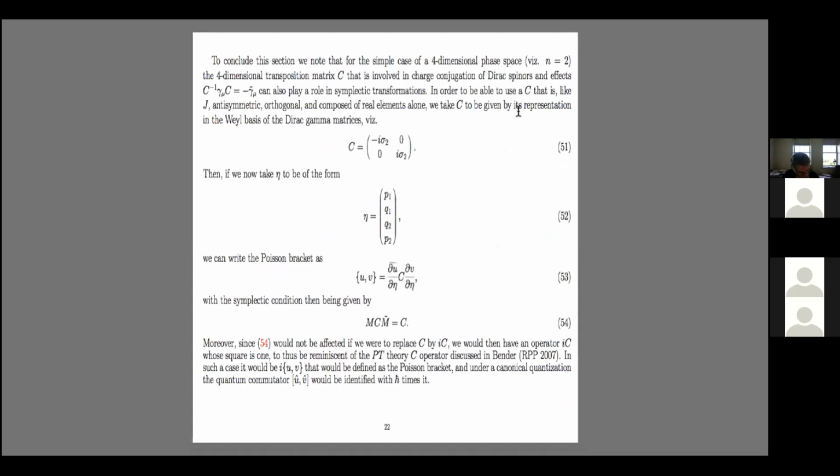Let me just make a side remark. For the four-dimensional case, it's very interesting. You can introduce the C operator of Dirac, which transposes the gamma matrices. I can take C to be in this form in the Weyl basis of the Dirac gamma matrices. I can take a four-dimensional phase space, namely two P's and two Q's, and I can write the Poisson bracket as d u tilde eta, C d v d eta, where C has to obey this condition.